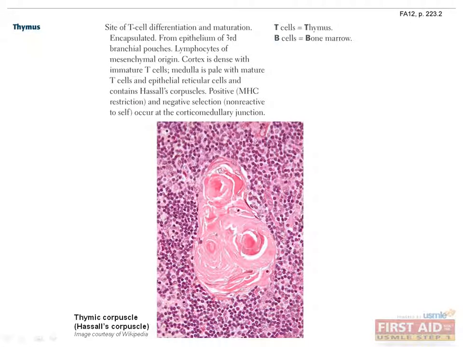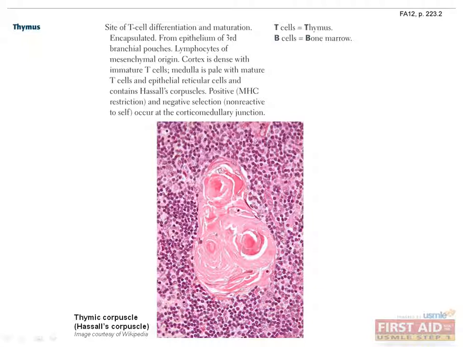The thymus is the site of T cell differentiation and maturation. Conveniently, one can remember this by thymus for T cells and bone marrow for B cells. If only the rest of medicine were so intuitive. In terms of its embryology, the thymus is another encapsulated lymphoid organ, just like the spleen and the lymph node, derived from the epithelium of the third branchial pouches.